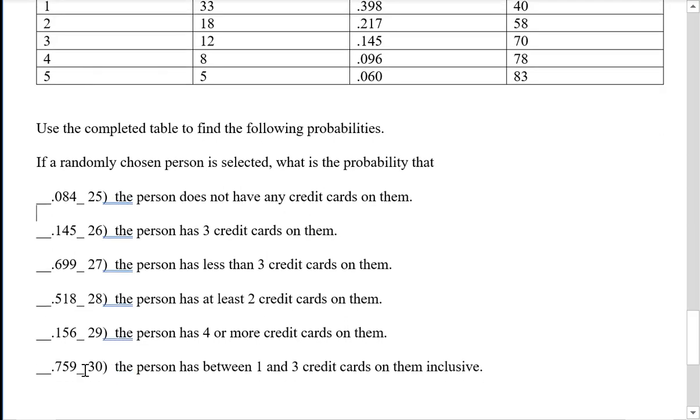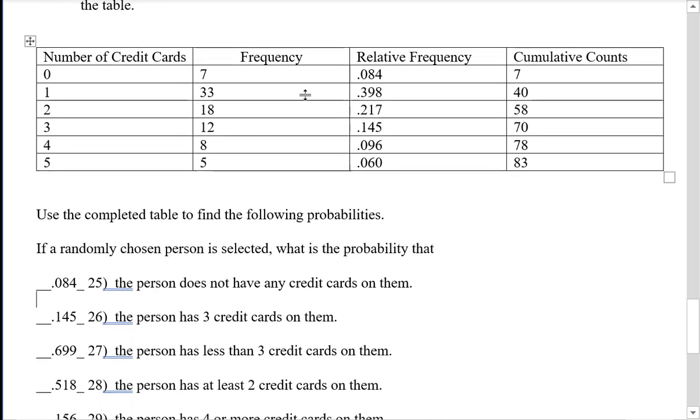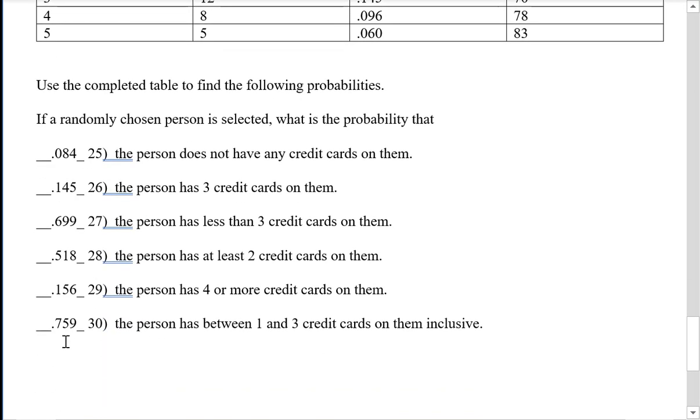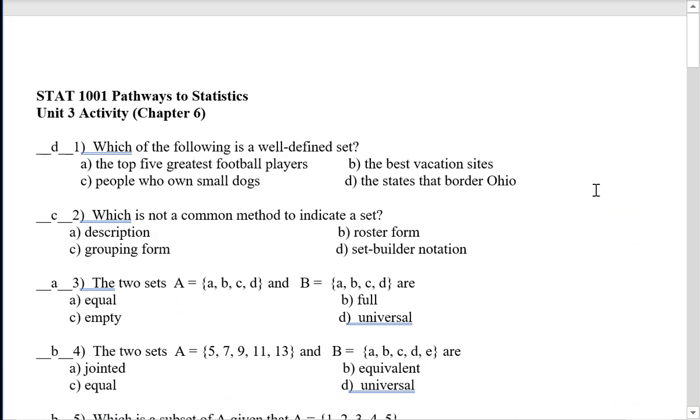And the last one, person has between 1 and 3 inclusive. I'll take 1, 2, and 3, add these up, and I will get that number right there. So that's it for our Unit 3 activity video. Remember, you need to study that for the Unit 3 exam.